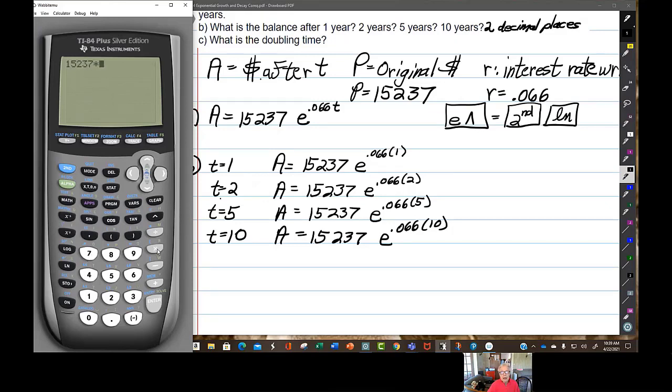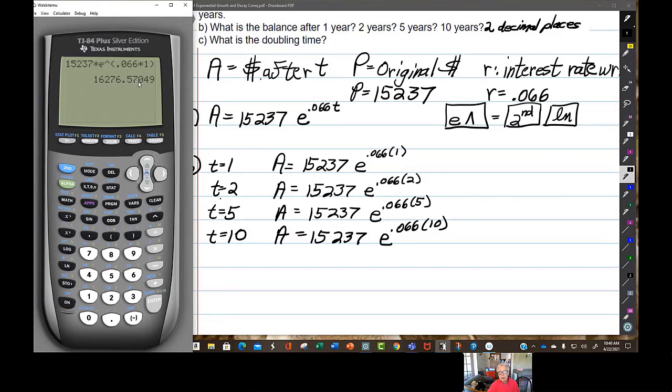I probably don't have to hit times, but I do. Now, e to the power, I'm going to get by hitting second ln. And see, I've got the old operating system now, so what that gave me was e caret left parenthesis. And I'm now going to type 0.066 times 1, the year. Close parentheses. Enter. And that's the answer I get.